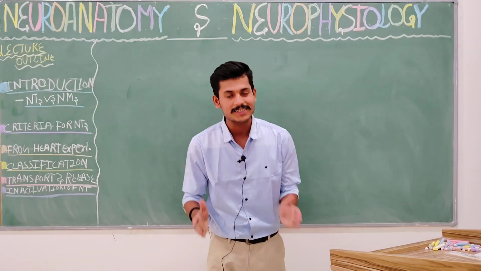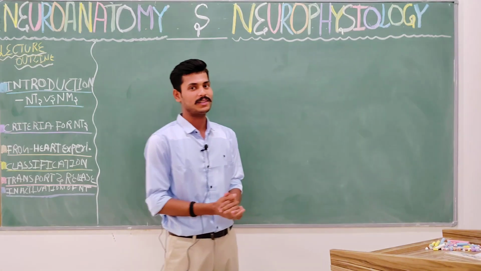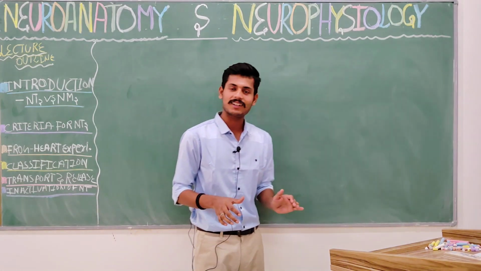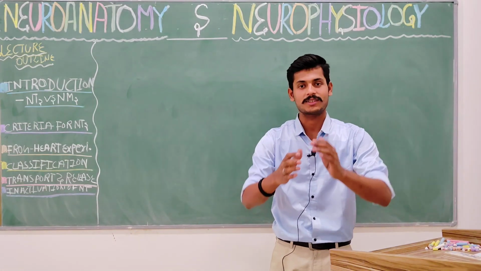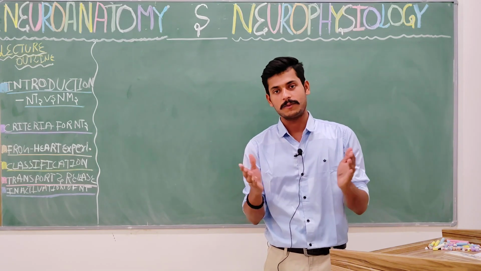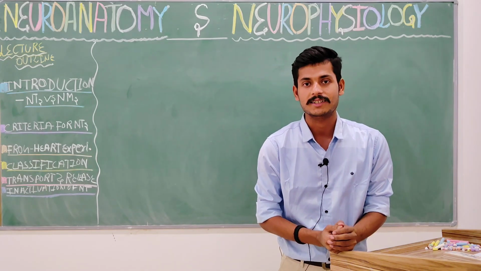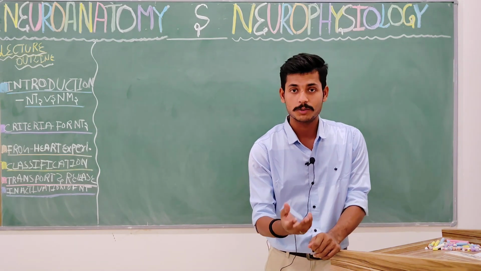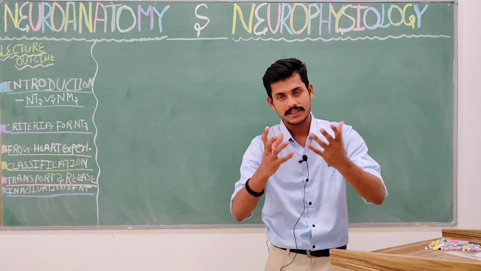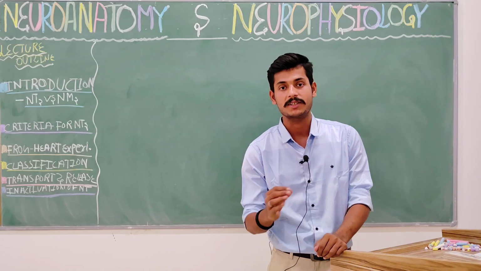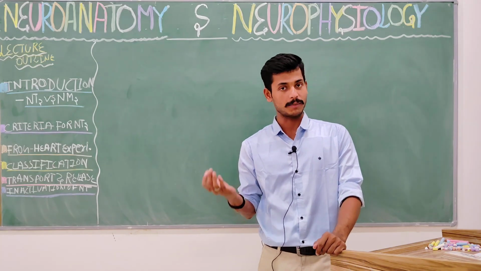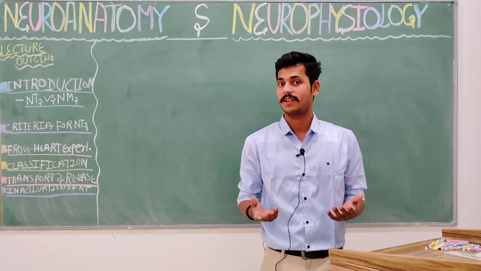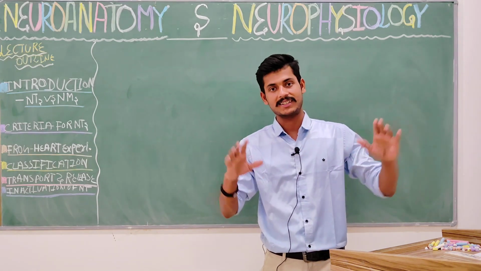We have started a series of lectures on neuroanatomy and neurophysiology. Until now, we already discussed many topics. We started with the basics of neuroanatomy and neurophysiology, the outline of the nervous system. Then we studied the fundamental structure and unit of the nervous system, the neurons. We had a detailed study of the neurons.